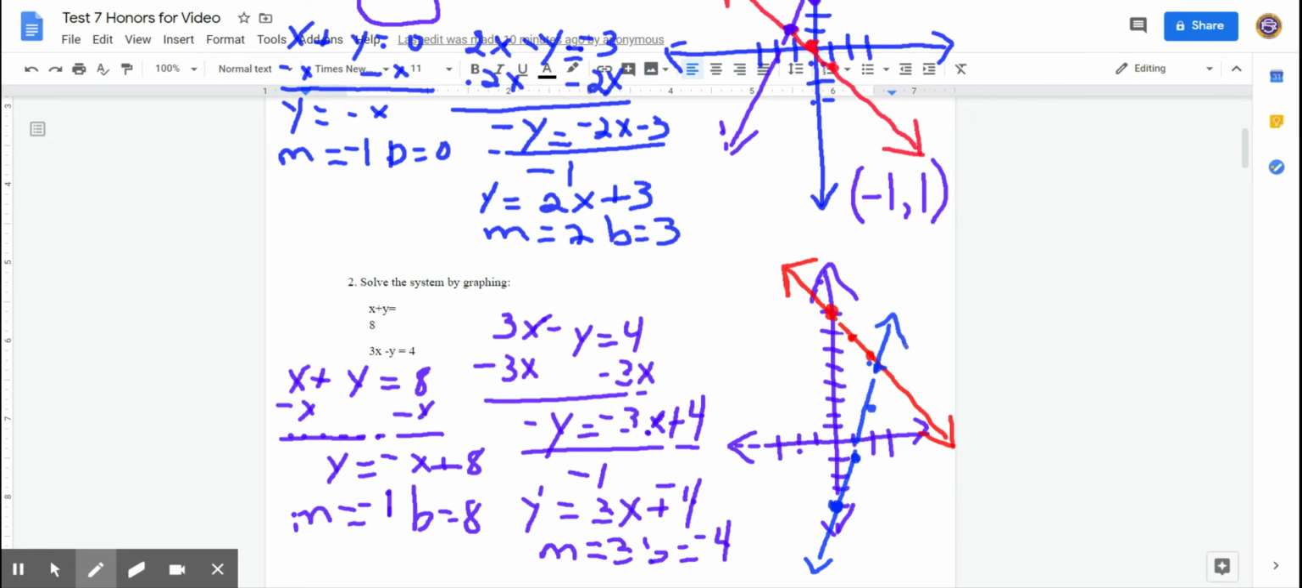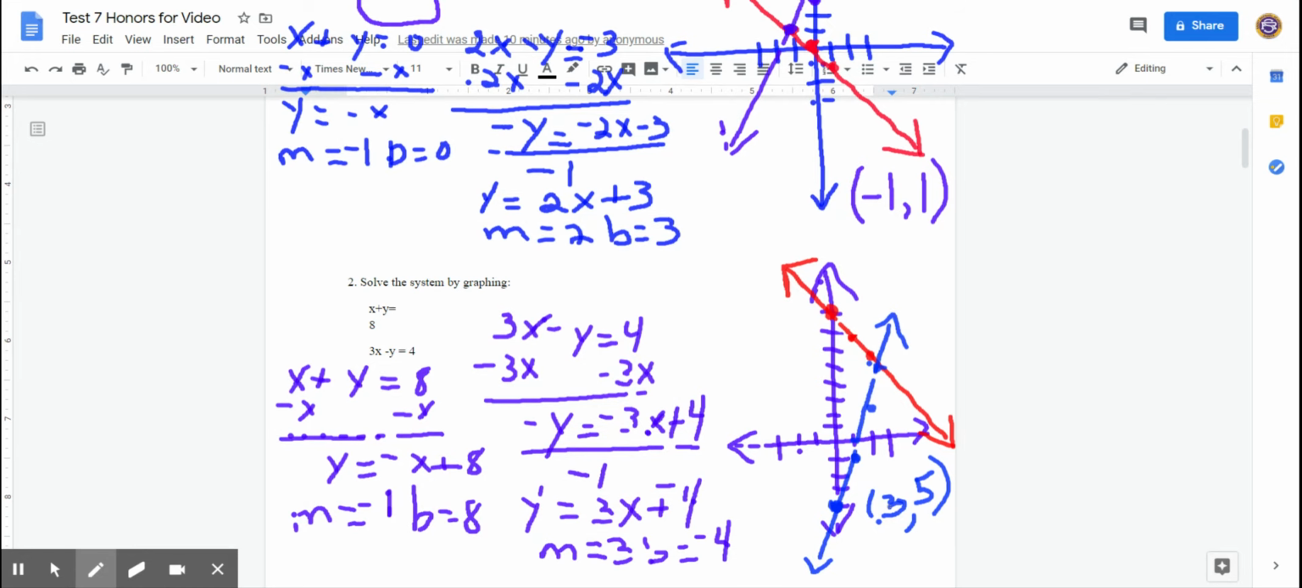And it looks like we're at 1, 2, 3. X is 3. And y is 1, 2, 3, 4, 5. So 3, 5. Again, I'm going to quickly check. I'm going to go to my original equations. X plus y equals 8. So 3 plus 5 equals 8.